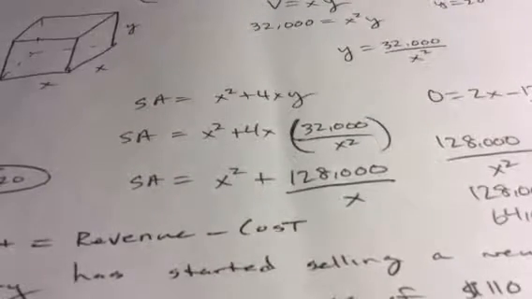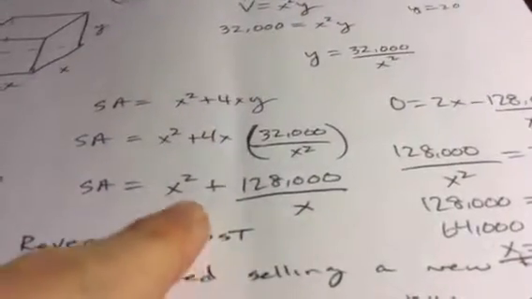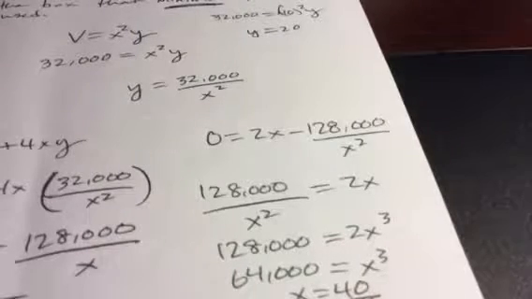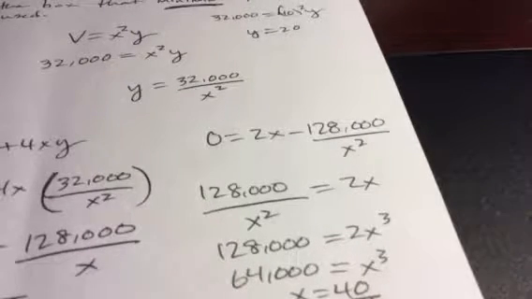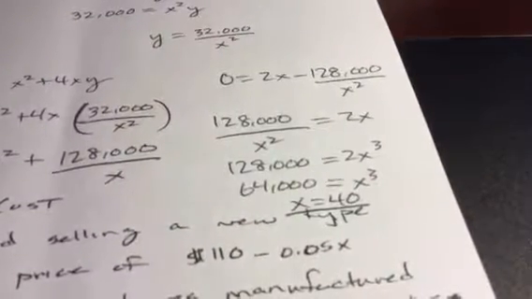Remember, folks, that's the same thing as 128,000 times x to the negative first, which is important when I take the square root. Not square root, the derivative. All right, take the derivative right here. Set it equal to 0. I'm going to move the 128,000 over x squared to the left. Cross multiply, divide by 2. X is 40 when you take the cube root. So use that.